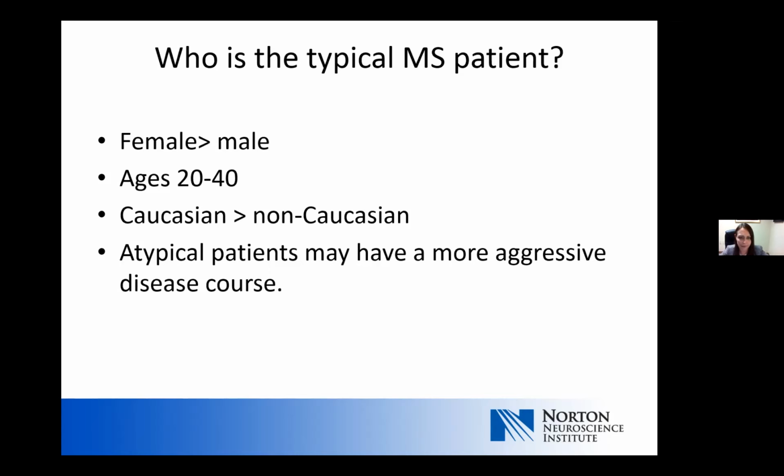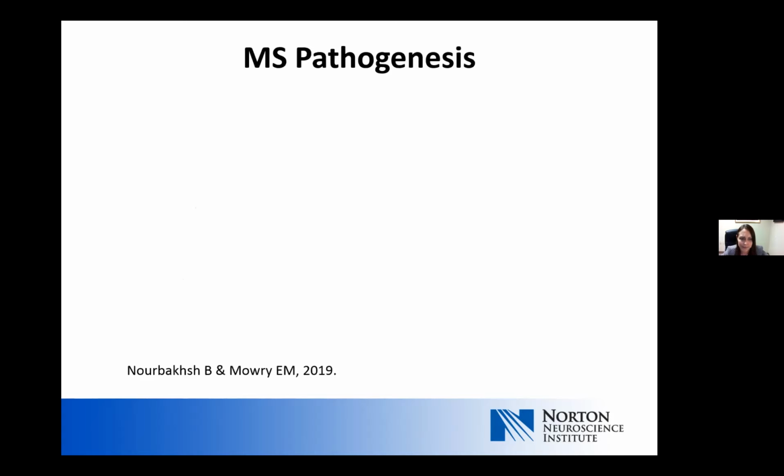I've also diagnosed patients in their 60s and 70s, though typically they've had a relapse earlier in life that I've been able to figure out by taking their history. Caucasian people are more likely to develop multiple sclerosis compared to non-Caucasian patients. And in general, patients who are atypical, who don't meet these typical guidelines, tend to have a more aggressive disease course. So that's when I start to think maybe their disease course might be more aggressive, if I had, for example, an African-American male in his 50s presenting with a new MS attack.